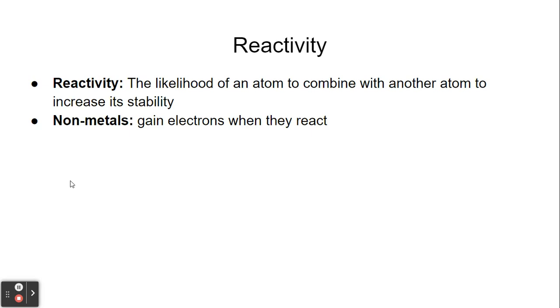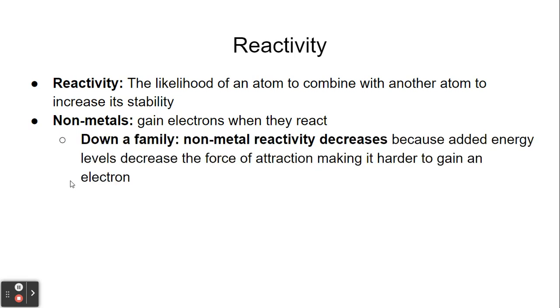Now, on the other hand, nonmetals want to gain electrons when they react. So remember, nonmetals are over on the right-hand side of the periodic table, to the right of the staircase, and our halogens are all nonmetals. Of course, noble gases are nonmetals, but those don't react at all, so we're kind of disregarding those when we're talking about reactivity. But because nonmetals want to gain electrons when they react, the reactivity is going to decrease as we go down a family because, again, those added energy levels are decreasing the force of attraction to the nucleus. So it's going to be harder to gain an electron when we go down a family.